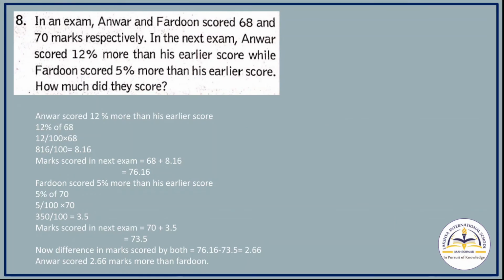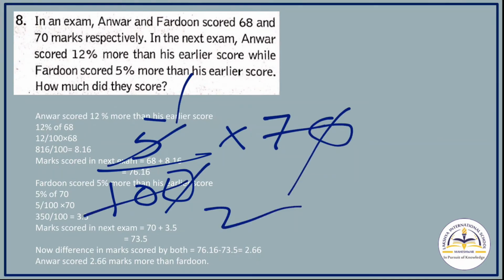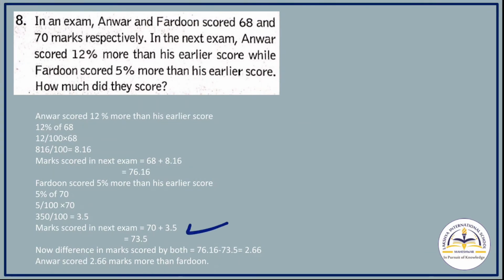Now we will find out for Fardun, that is 5% of 70. 7 by 2, that is 3.5. So 70 plus 3.5, that is 73.5. Now the marks scored in the next exam by Anwar is 76.16, and the marks scored in the next exam by Fardun is 73.5. So we have to first find out the difference. So we will subtract them, you will get 2.66. So Anwar scored 2.66 marks more than Fardun.